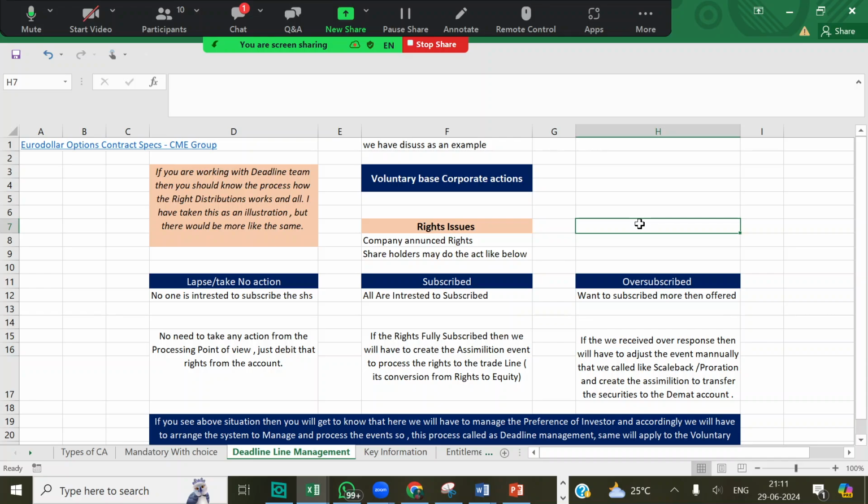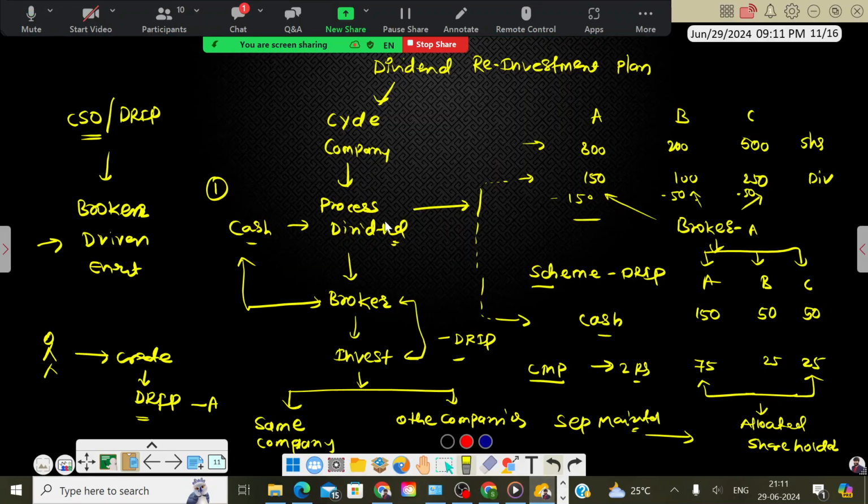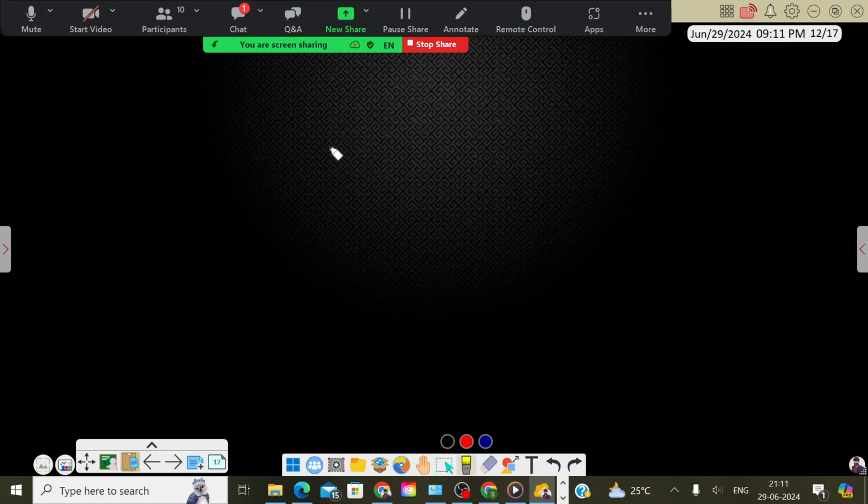existing shareholders. Same example, to understand it in a better way: you have around three shareholders, A, B and C. Corporation A has different shareholders. A, B and C are holding 300, 200 and 500 shares.